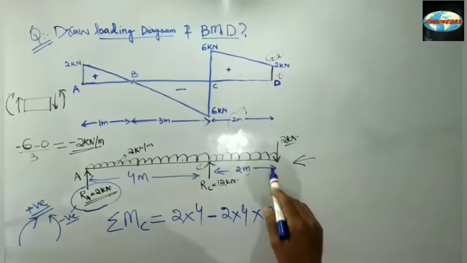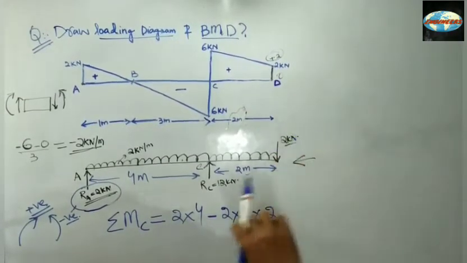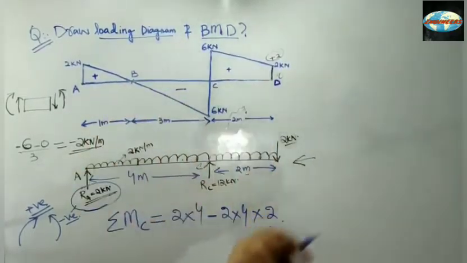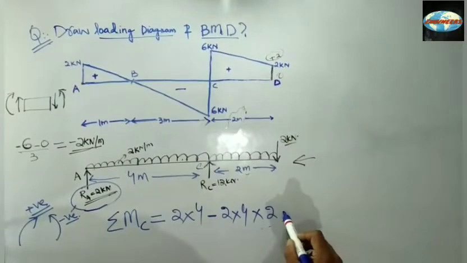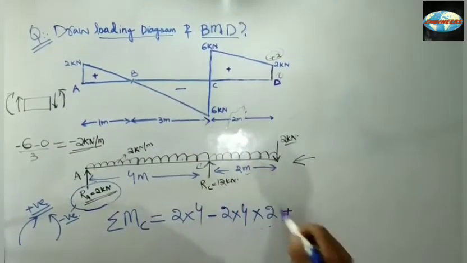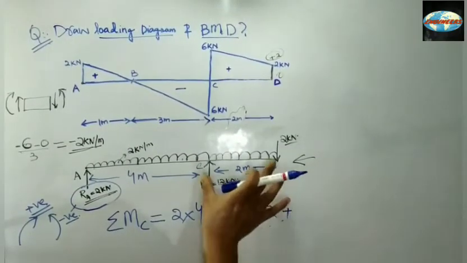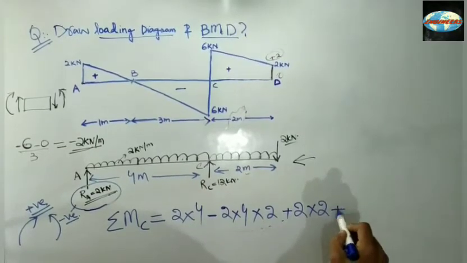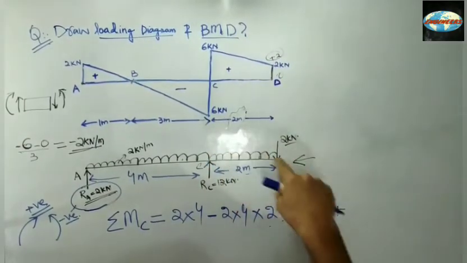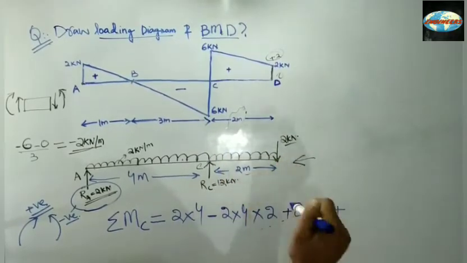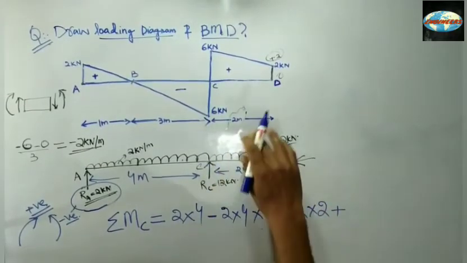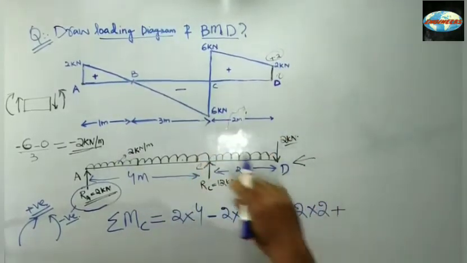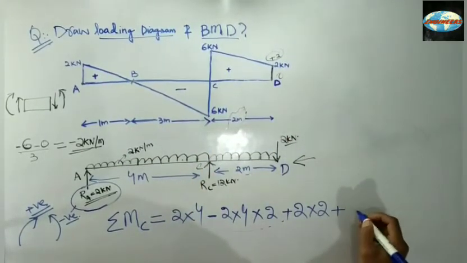Okay, now what about this? This 2 kilonewton load will give a movement in the clockwise direction, so we'll take it positive, so 2 into 2 up to point C. And plus again, because this UDL from point D to point C is again giving a movement in the clockwise direction about point C, so it will be positive over here.